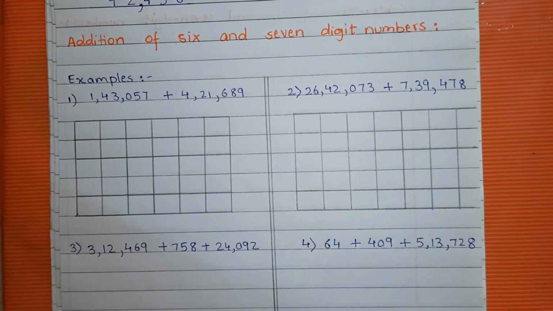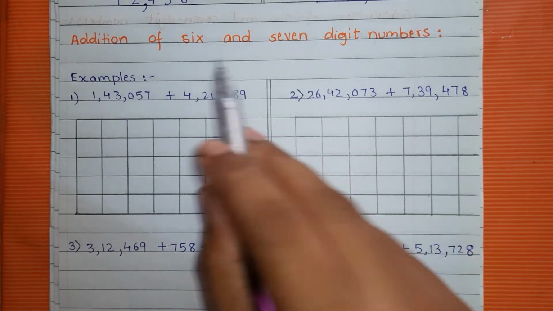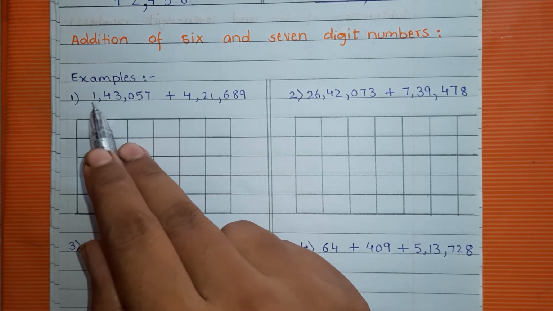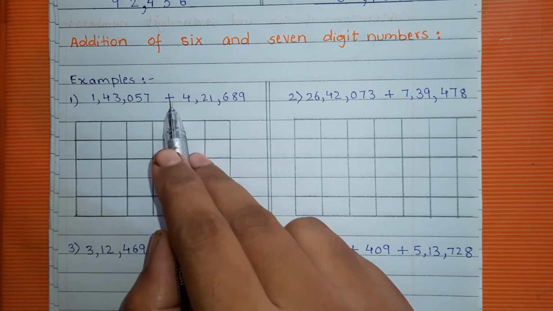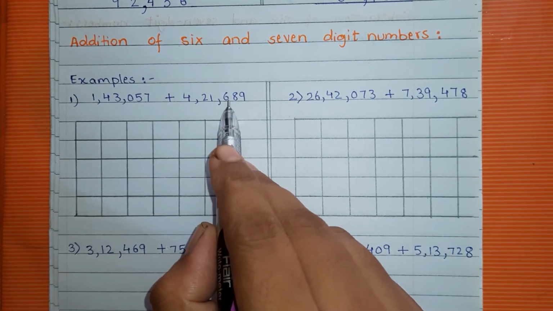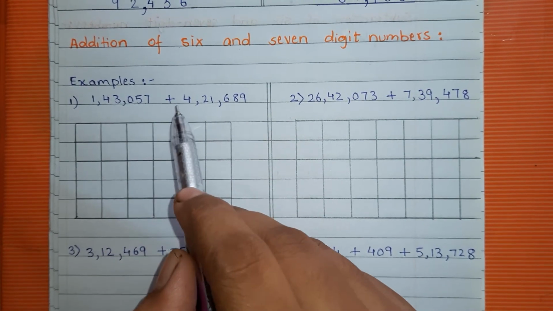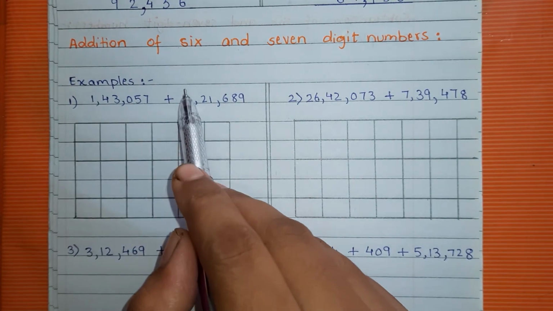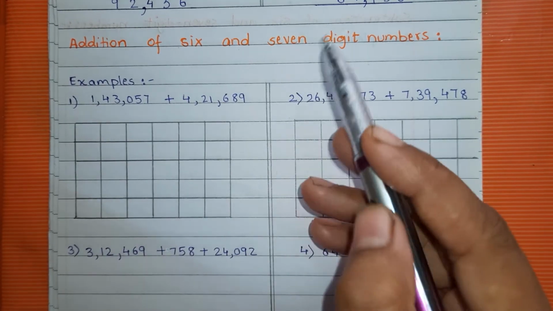Now, in the next topic, we are going to study addition of 6 and 7 digit numbers. The first example is 1,43,057 plus 4,21,689. In both the numbers, the highest place is lakhs. See here, 1 lakh, 4 lakh. So the highest place in both the numbers is lakh.